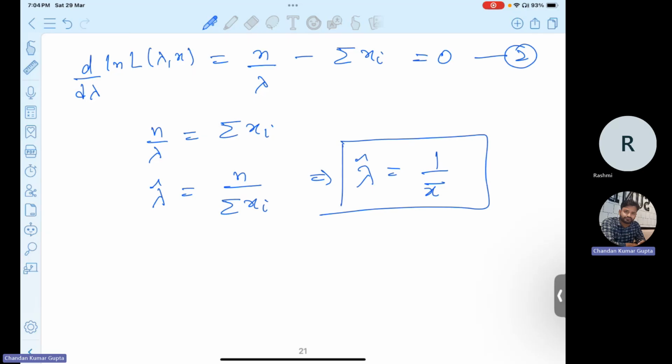That means at lambda equal to 1 by x bar, the above log likelihood function of lambda has its maximum. So that is the maximum likelihood estimate.